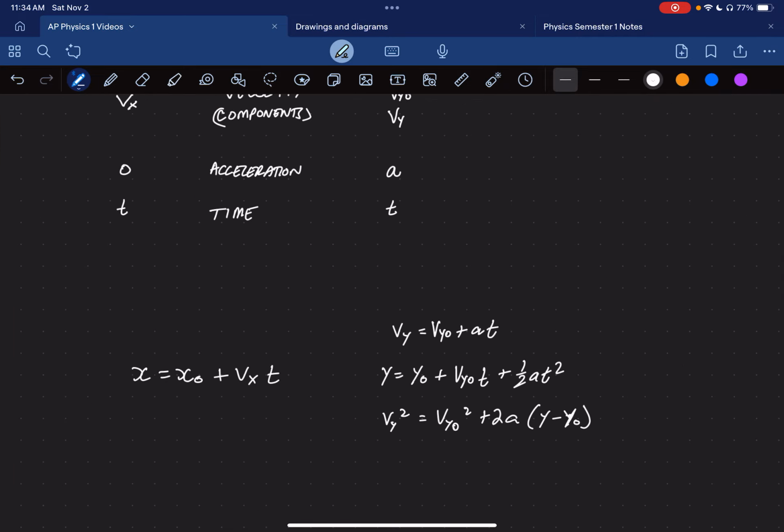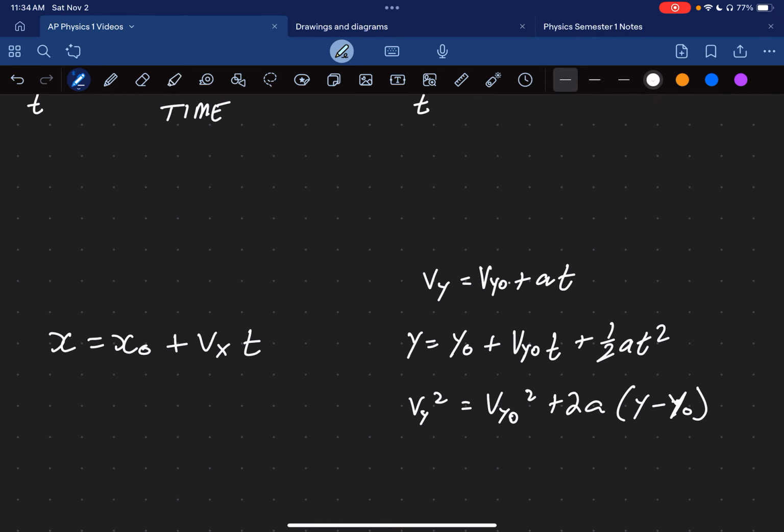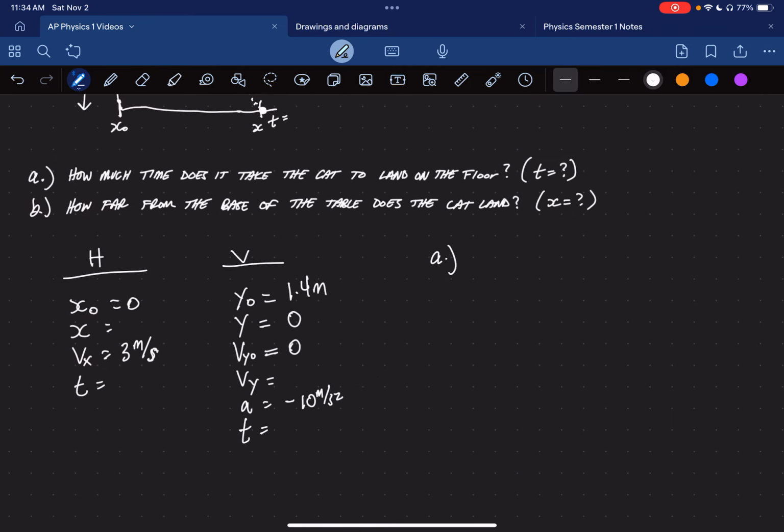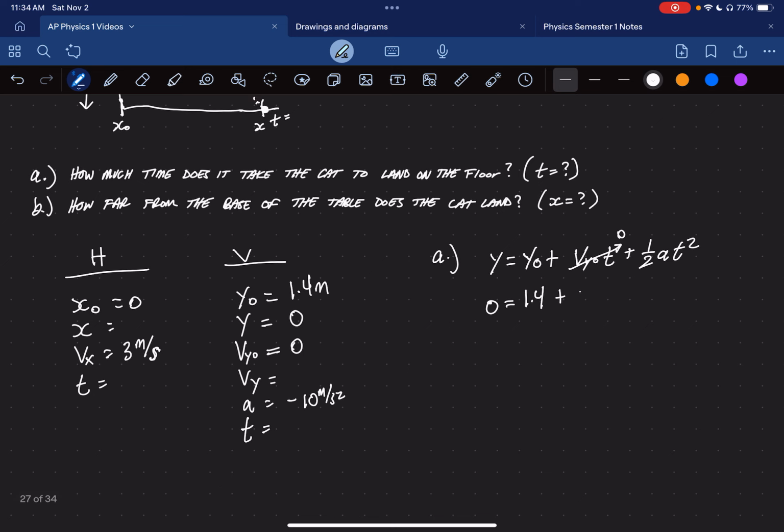If we come over here and look for an equation in our vertical equations for time, it will not be this one because we're missing Vy. So it's the only other equation with time, which is the second one. So we will put in some numbers here, 1.4. Vy naught is 0, so 0 times t is 0, so this whole thing is 0.